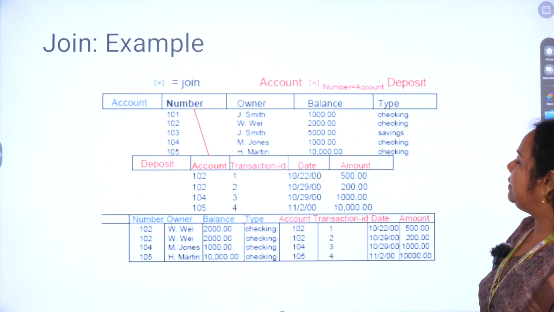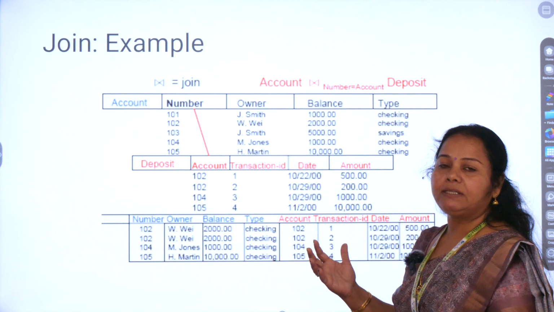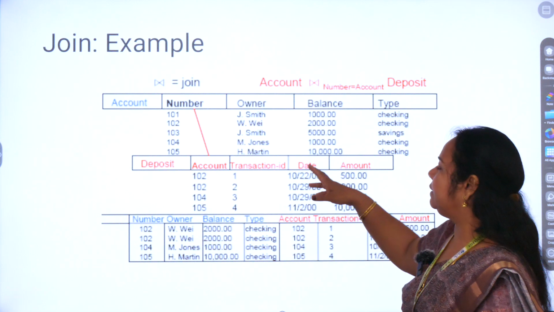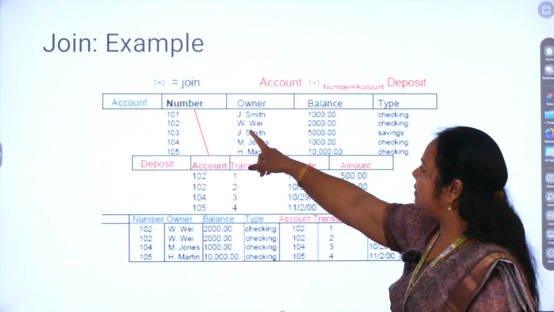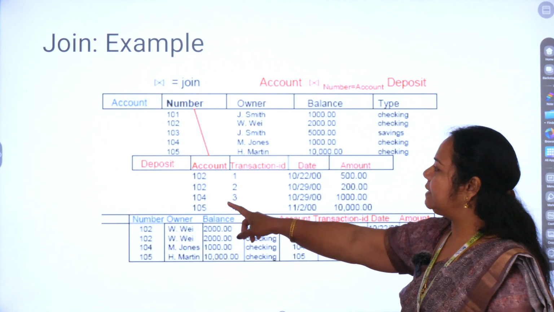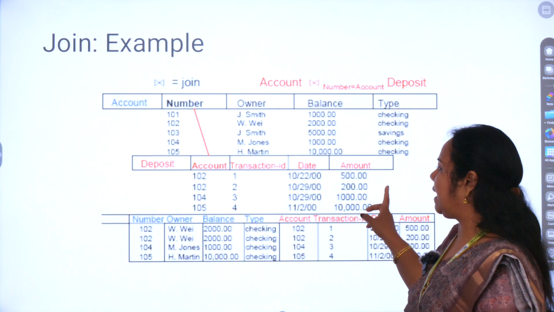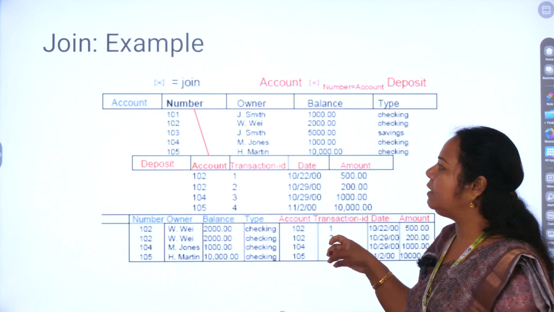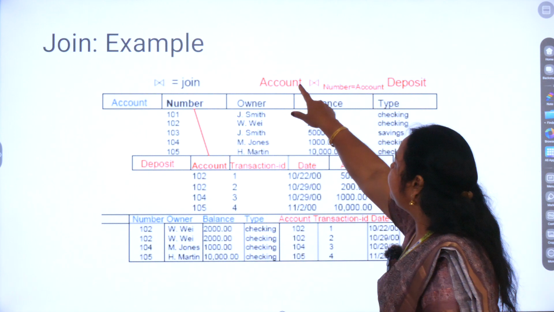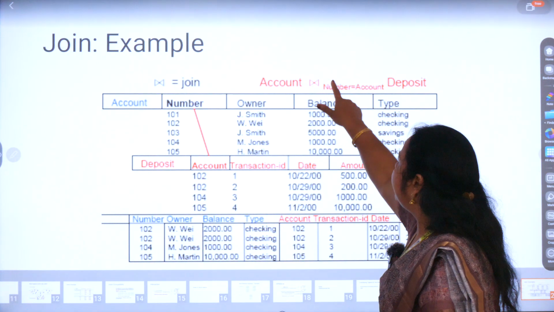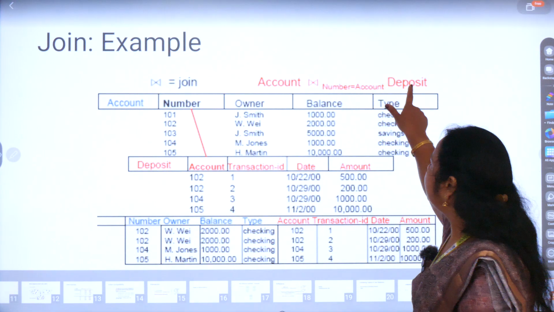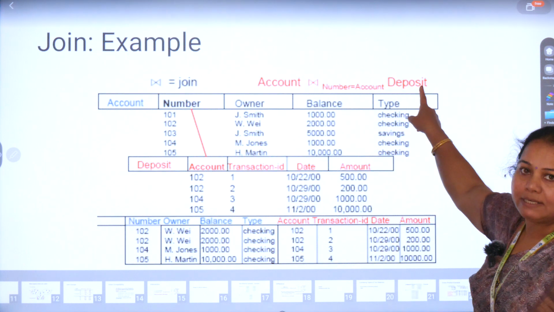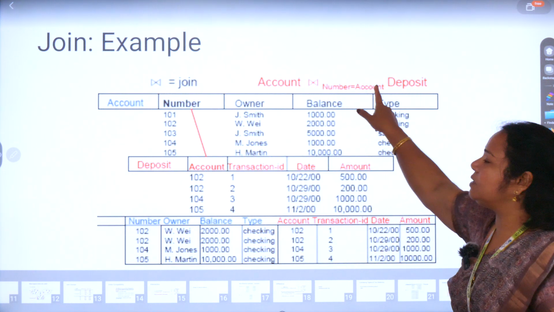Join operator, here we can combine the relations with the common attribute. Look at here, the account relation has number, owner, balance and type. Then the deposit relation has account, transaction ID, date and amount. We are going to join these two relations using one common attribute. So here the condition is account join deposit where number is equal to account. So we are going to join the account and deposit relations if the condition number is equal to account holds.